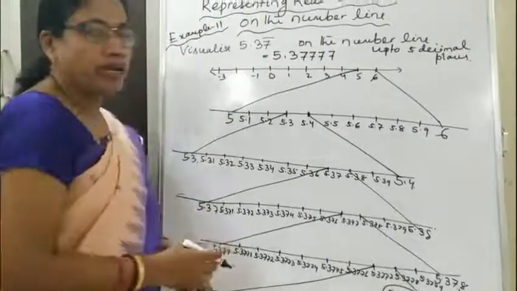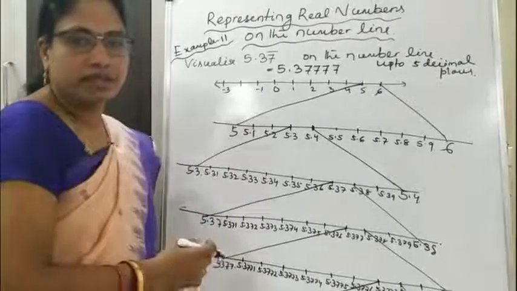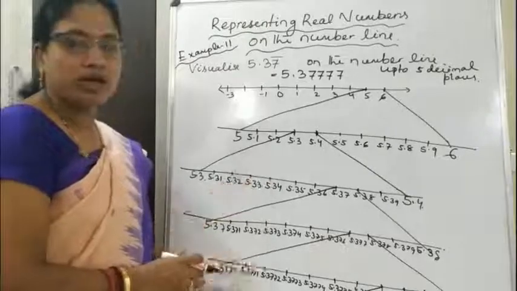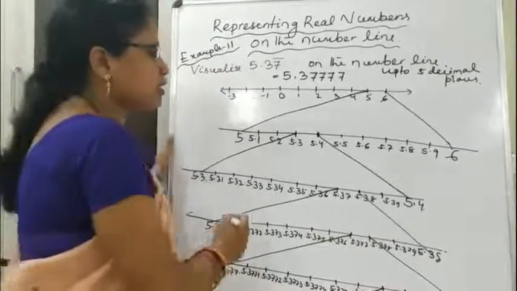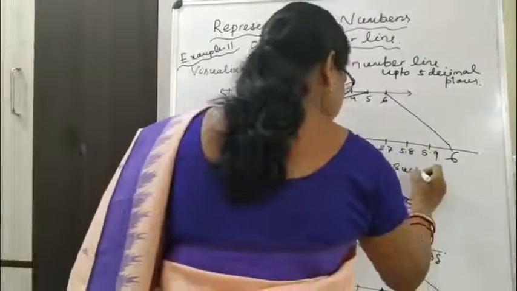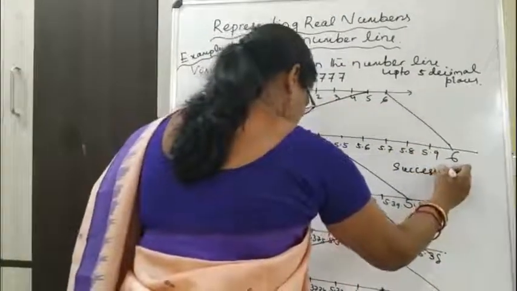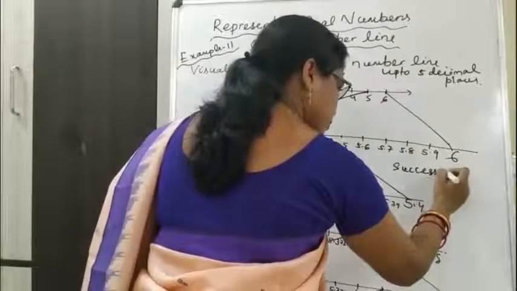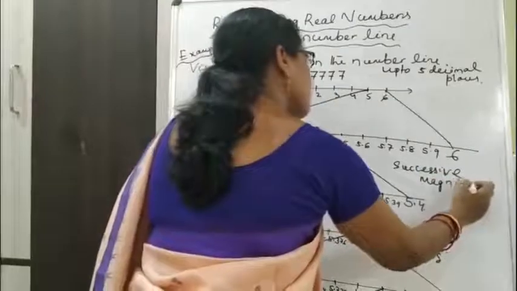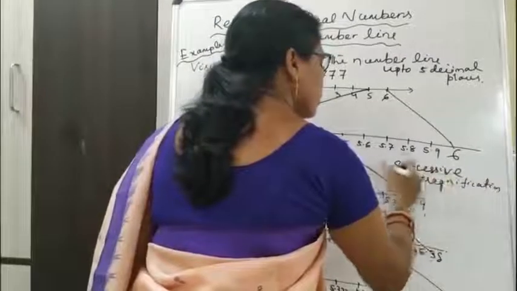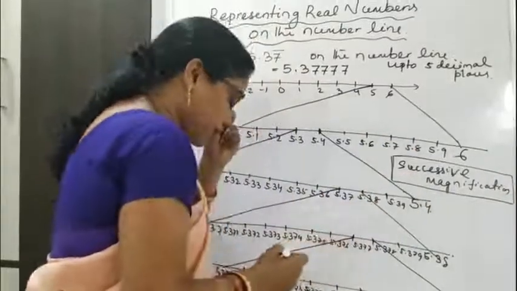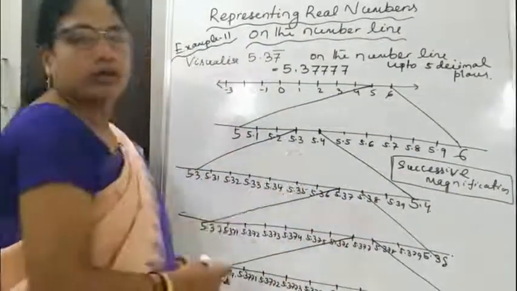So in this way you can visualize any real number on a number line. This method is known as successive magnification. So in this way you can represent any real number, or visualize any real number, on a number line.